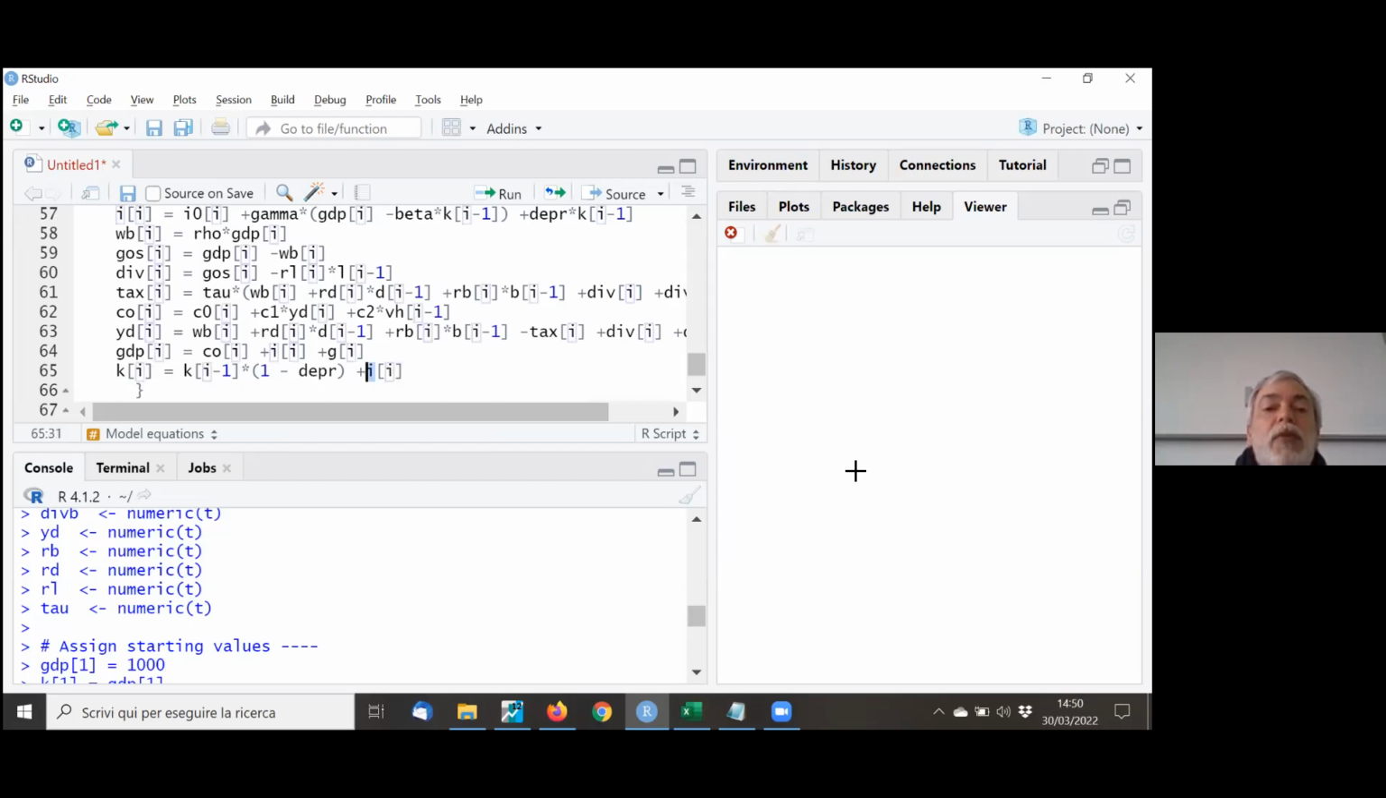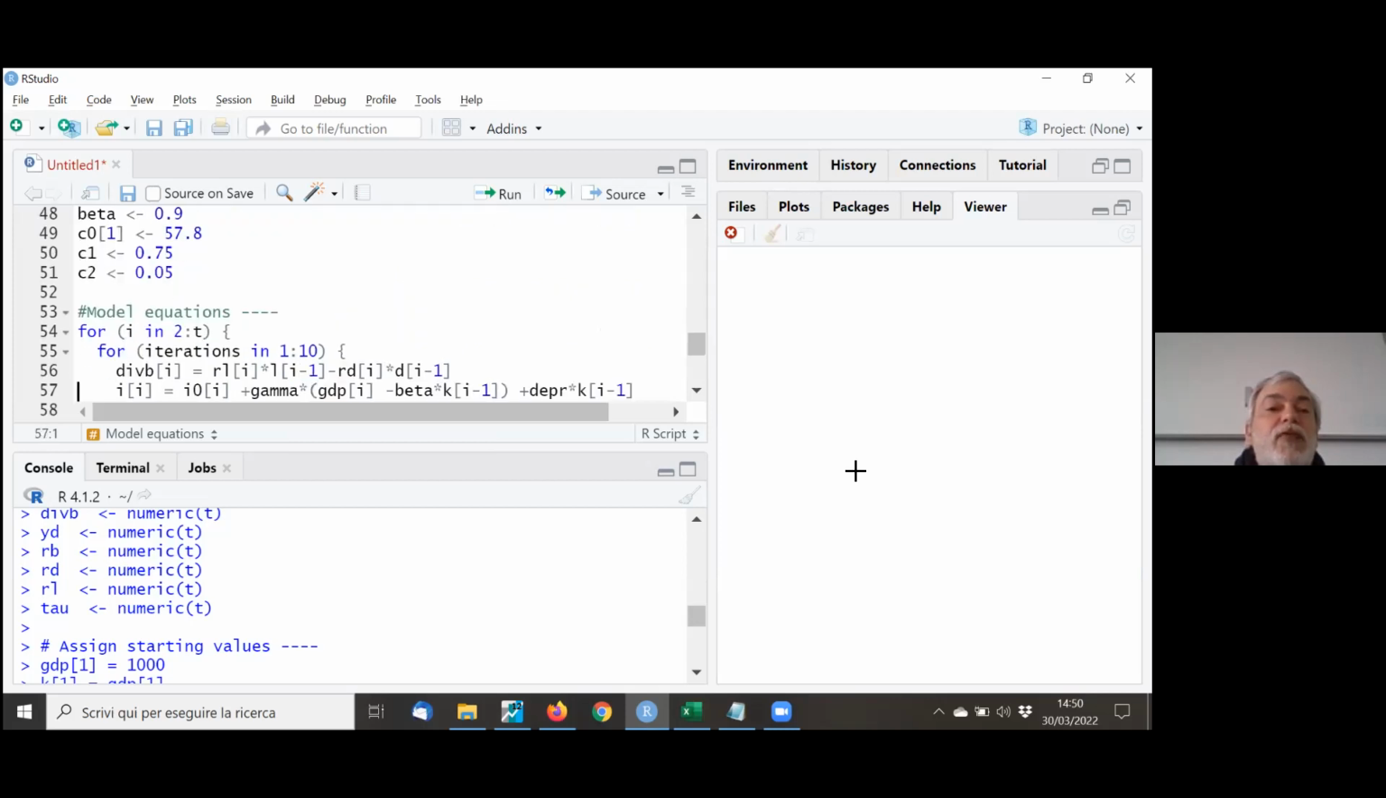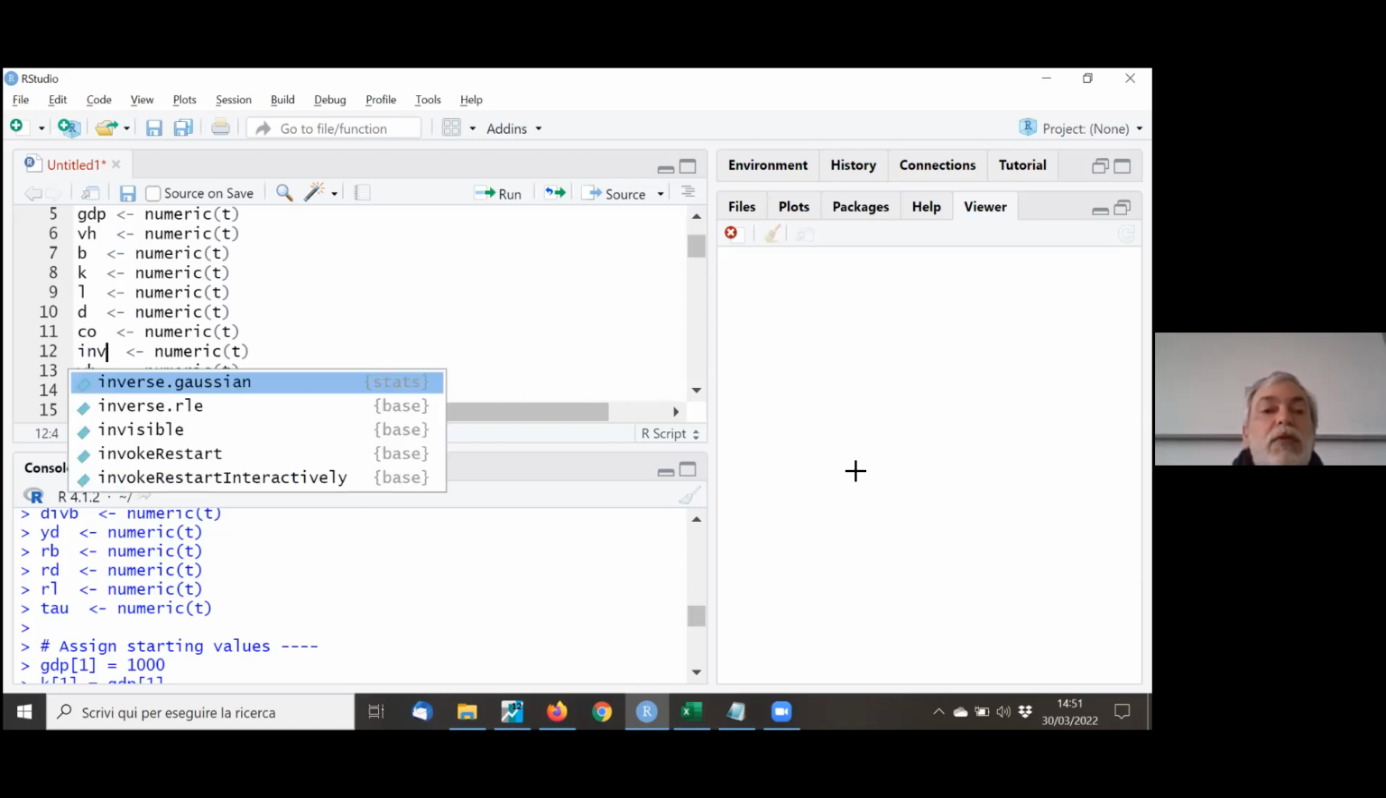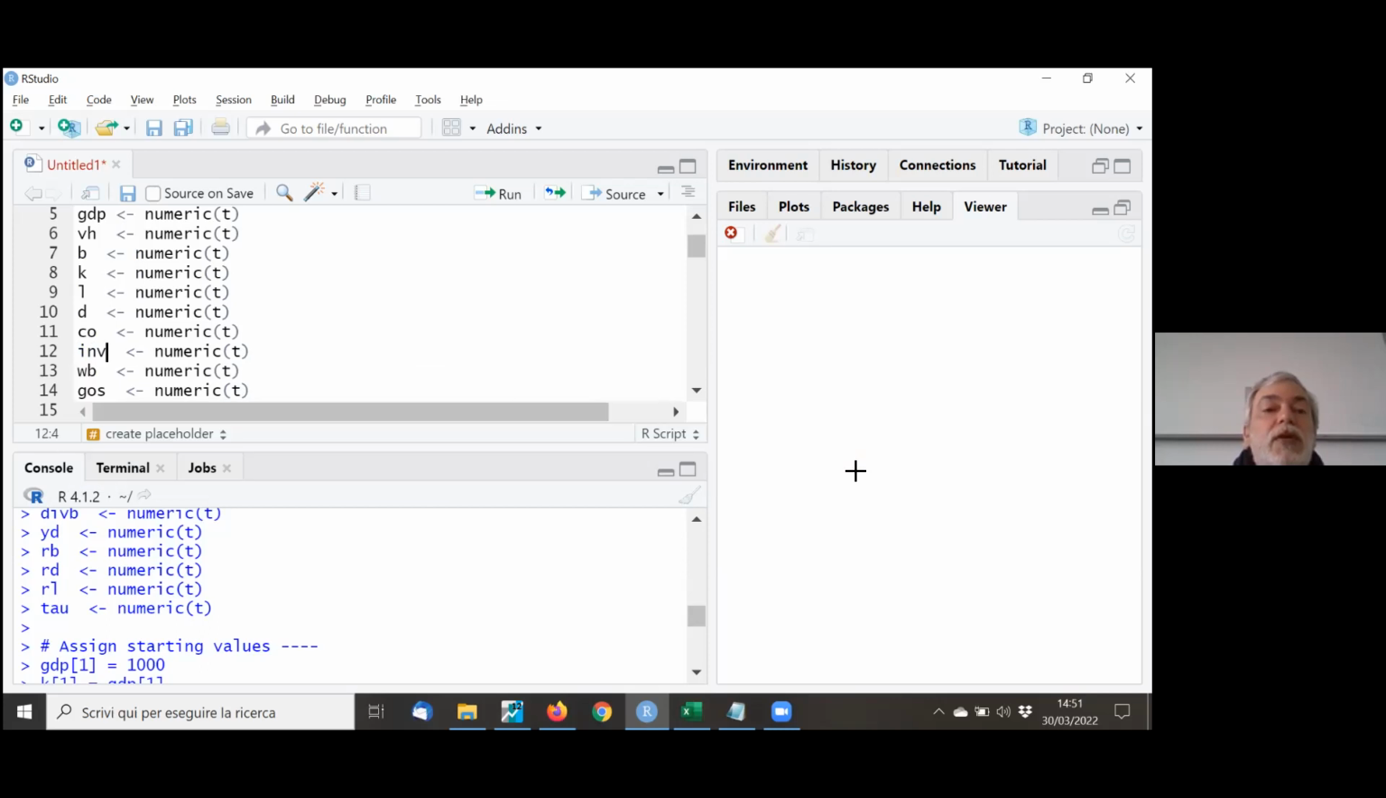Are we going to have a problem having investment as the same letter as our loop index? Yes, we will. So let's call this IN for investment. IN is reserved. INV is inverse, a reserved word? IN is reserved. INV is not reserved. INV. Okay, INV.